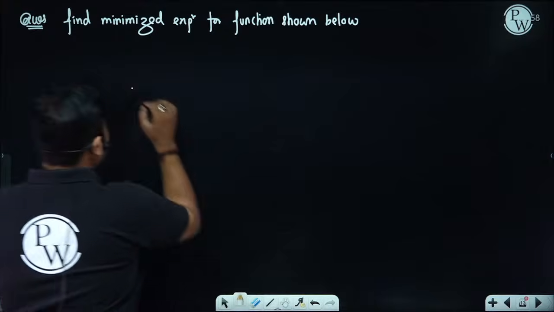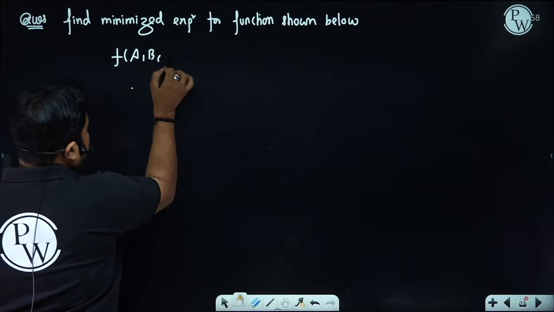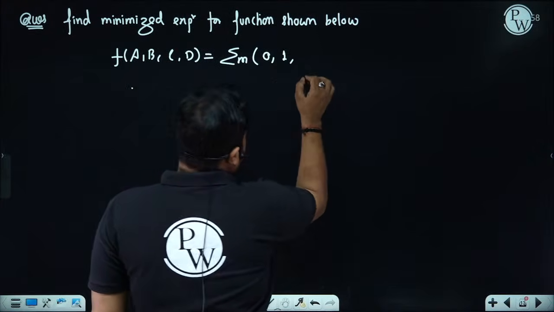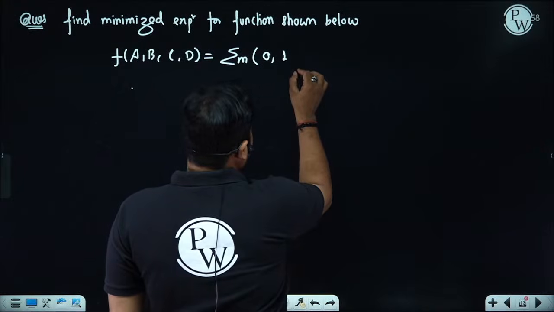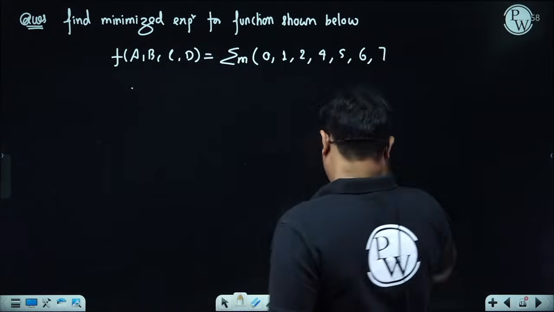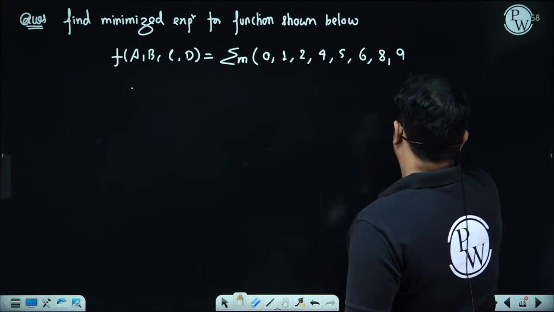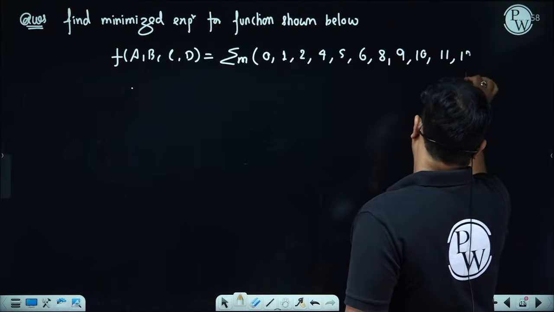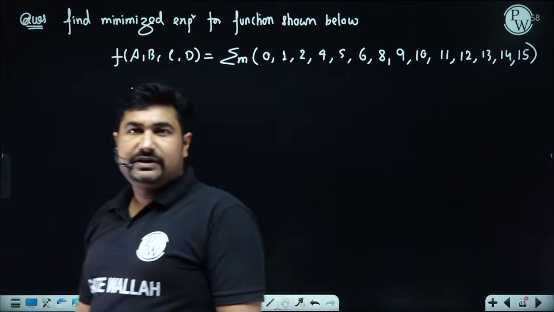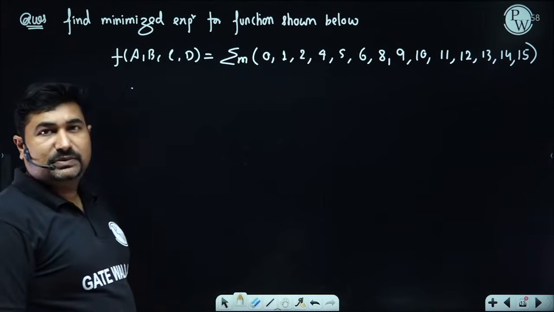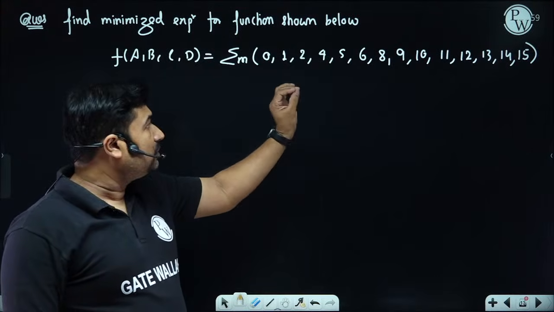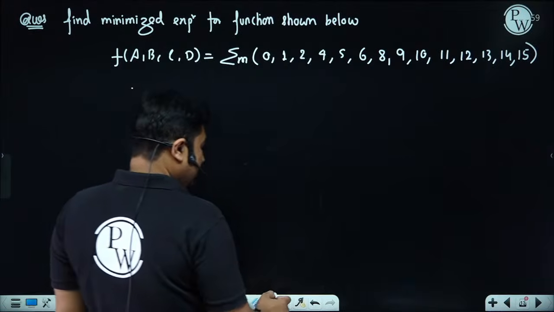Suppose we have a function of A, B, C, D, and the function is the summation of m 0, 1, 2, 4, 5, 6, 8, 9, 10, 11, 12, 13, 14 and 15. We want to find the minimized expression for the function in which we are getting output logic 1 on these binary conditions.